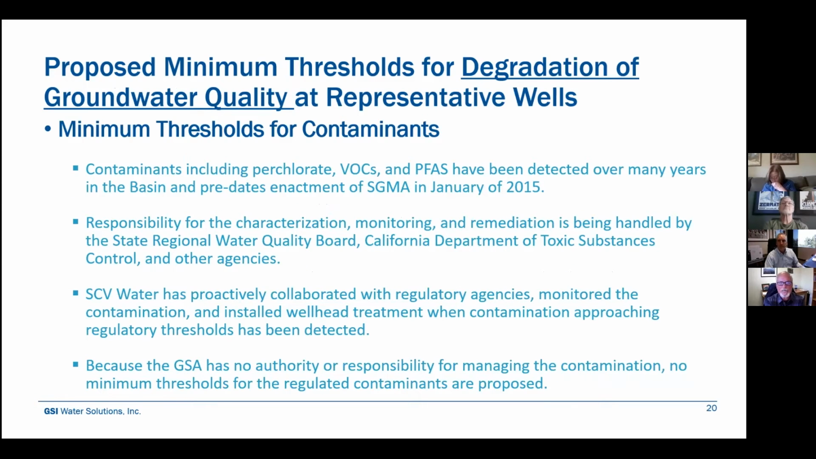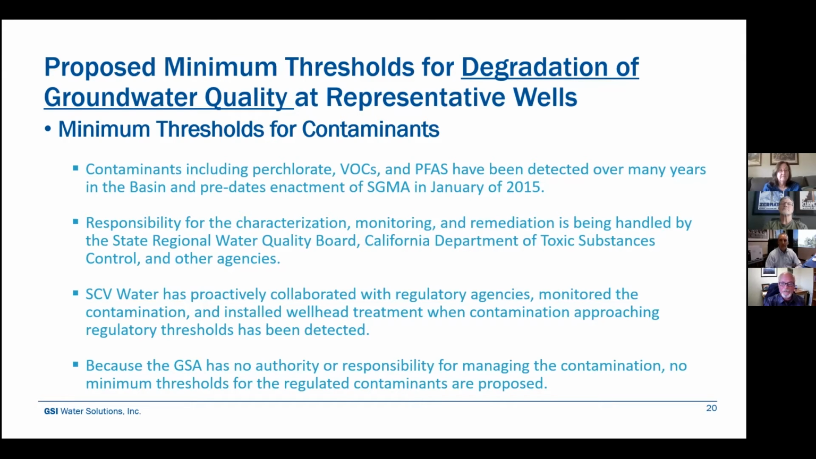So for degradation of groundwater quality as an indicator, measured at our representative wells, what we've set for minimum thresholds there have a number of considerations. Recognizing that contaminants including chlorate, VOCs, and PFAS have been detected over many years in the basin, this contamination predates the enactment of SGMA in January 2015. So there's not an expectation that we're somehow going to restore the basin. It's not the GSA's responsibility to do that. Actually, the characterization, monitoring, and remediation efforts are handled by the state Regional Water Quality Control Board, the California Department of Toxic Substances Control, and other agencies, not the GSA.